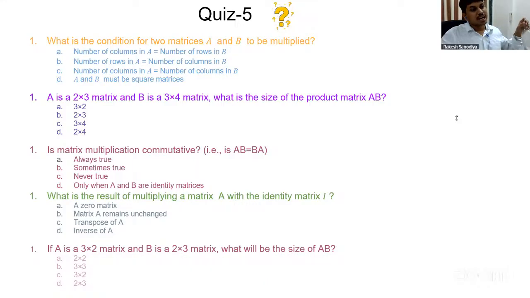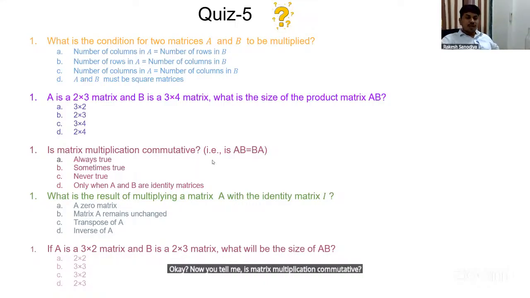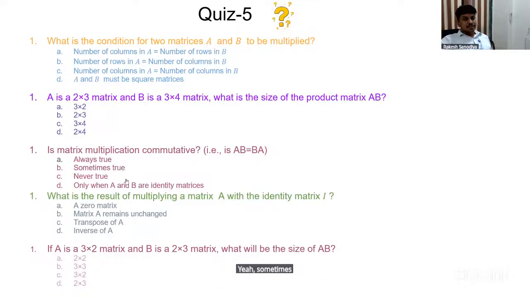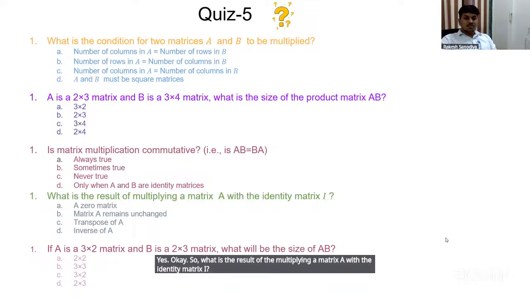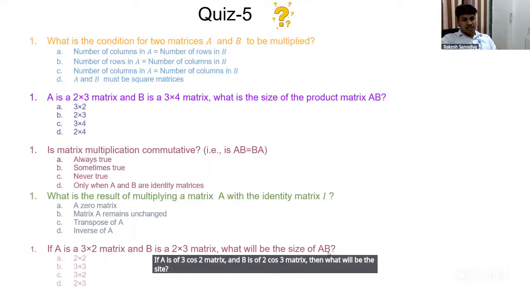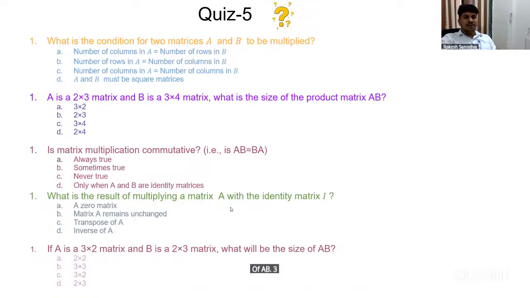Now you tell me, is matrix multiplication commutative? Commutative means, if you are multiplying A into B, will it be the same as B and A? Yeah, sometimes true, right? Yes. Okay, so what is the result of multiplying a matrix A with the identity matrix I? Fourth question. B. Yes, matrix A remains unchanged. Very good. If A is a 3 cross 2 matrix and B is a 2 cross 3 matrix, then what will be the size of AB? 3 cross 3. Yeah, very good.